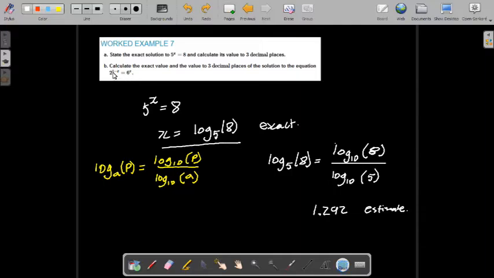And part B, calculate the exact value and the value to 3 decimal places of the solution.